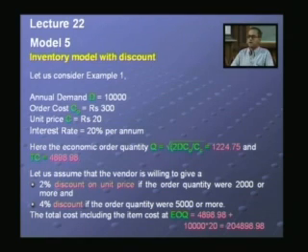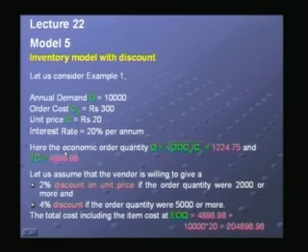The economic order quantity Q is given by root of 2 into D into C naught by Cc, which is 1224.75, and the minimum cost of ordering and carrying at the economic order quantity Tc is 4898.98. We have already seen this example and these numbers. Now, since we are placing an order of 1224.75, and we assume that we are going to place several orders to meet this demand of 10,000 and more, we could ask the supplier for a discount.